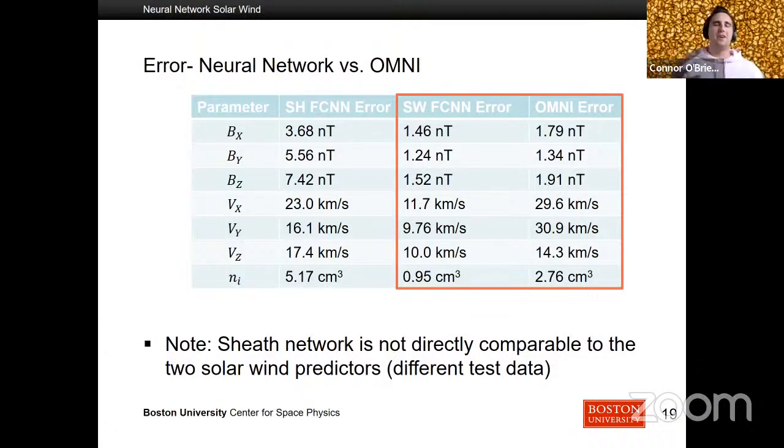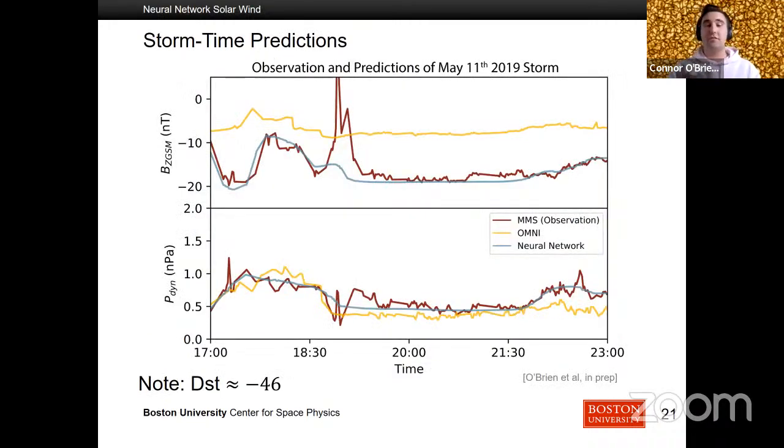Of course, we all want to know how these models perform in real world tests. So here is a storm on May 11th, 2019. It's not the biggest storm in the world. The DST was about negative 46, but what is nice about it is it was in our test data set, right? So the model hasn't seen this data before. So it's an actually valid comparison.